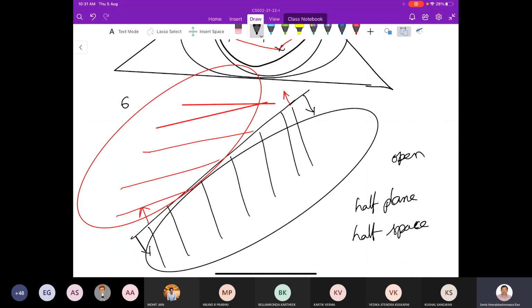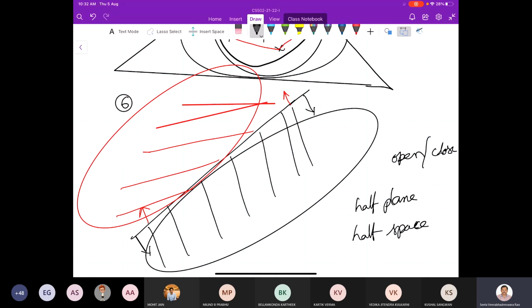When you say open, it means points on the line are not included in the half plane. Closed means points on the line are also included in the half plane. They're just like an interval. When you say the interval is open or closed, if both the extreme points are included, it's a closed one. If the endpoints are not included, it's an open interval. In the same manner, half plane open means points on this line are not included. Closed means points on the line are included. Okay, this is the definition of the half plane.